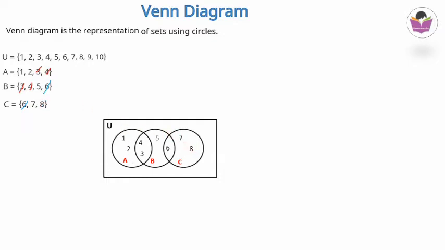Now all the subsets we have marked here, and the elements we have included. Now let's check whether all the universal set elements we have included or not. 1, 2, 3, 4, 5, 6, 7, 8. So up to 8 only we have taken.